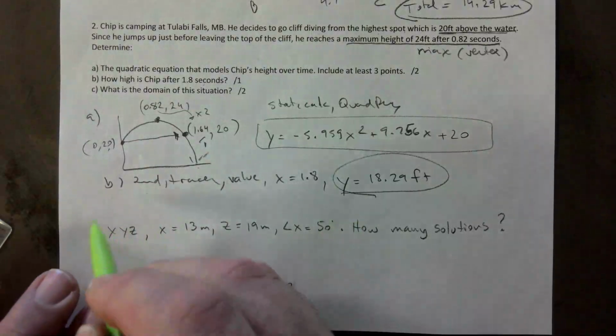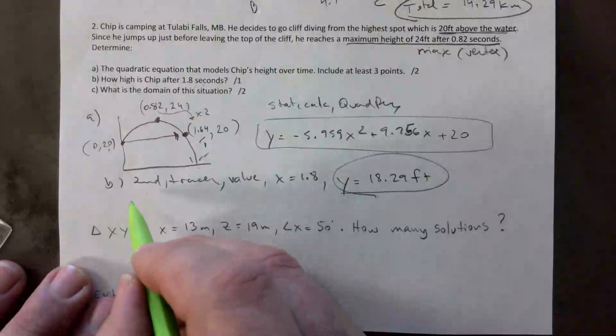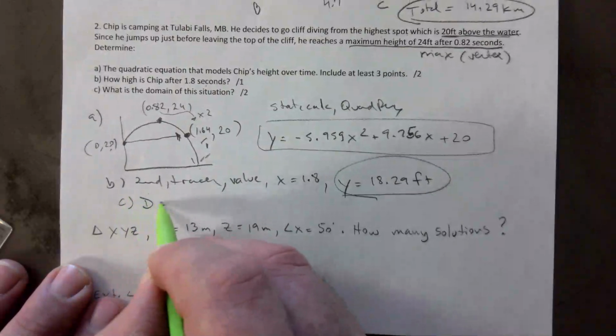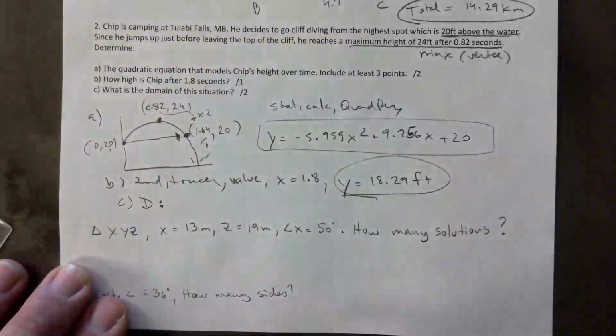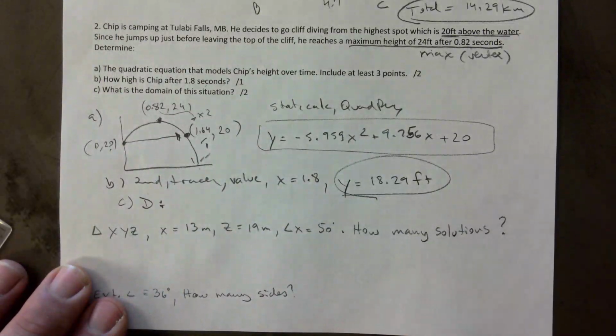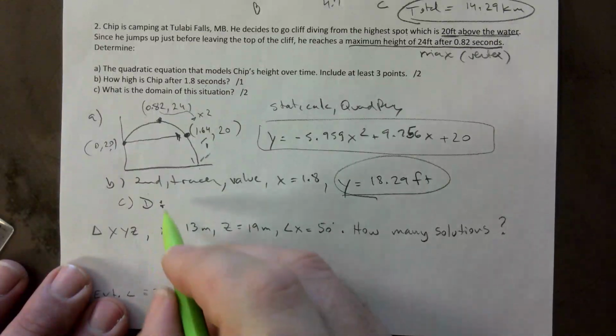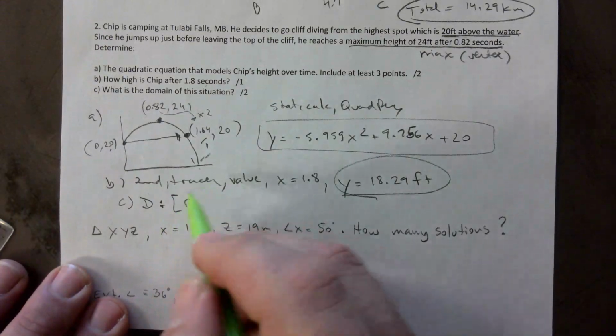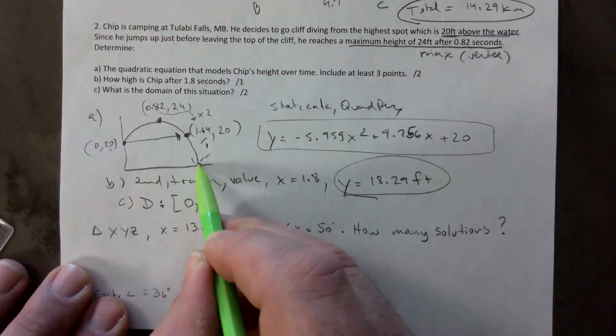Okay? C, what's the domain in this situation? We are assuming, obviously we're going to hit the water, right? And at that point it usually stops unless we're told otherwise. Because technically then they would reverse, right? The parabola would point up if we were to include under the water. So we would just go from 0 all the way to this point right here.